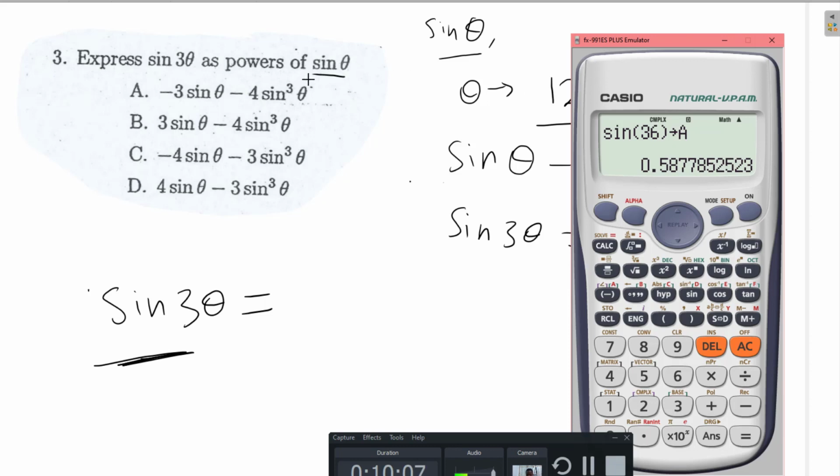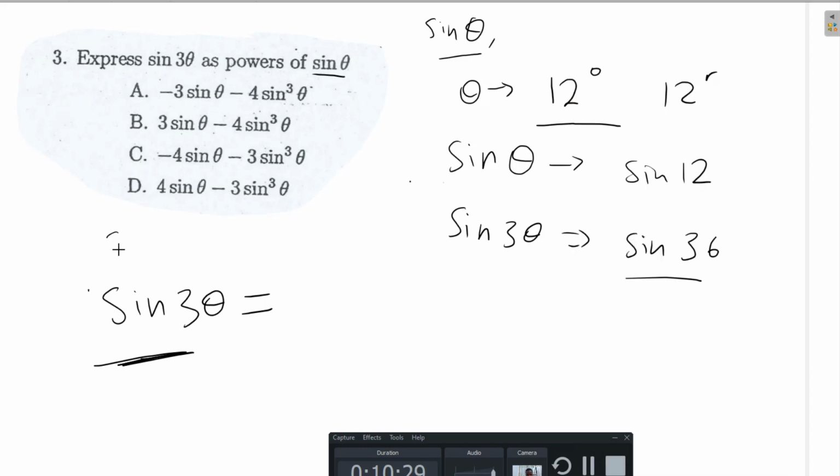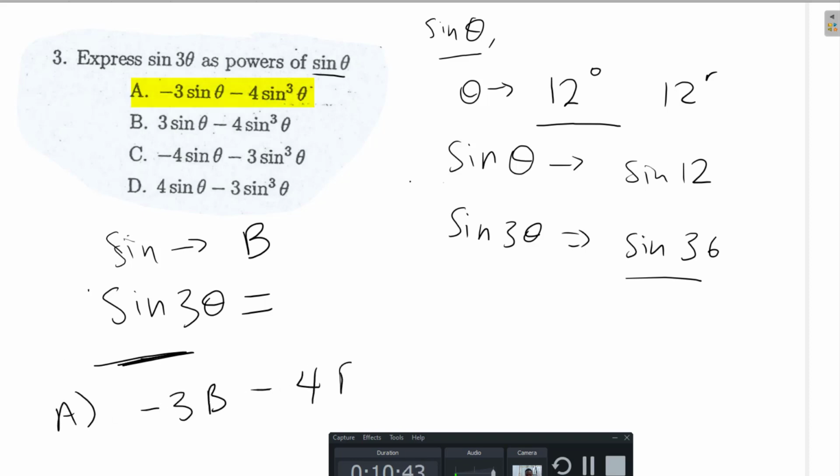Now just stay with me. We are going to store sine theta also in one of the memory spaces. So I enter sine theta, which is sine 12, and I store this: shift RCL to store, in B. Now in our possible answers, every power of sine theta is a power of B, because my sine theta is now equal to B. So if I see sine theta, negative 3 sine theta, option A is in essence negative 3B minus 4B cubed, because B is equal to sine theta.